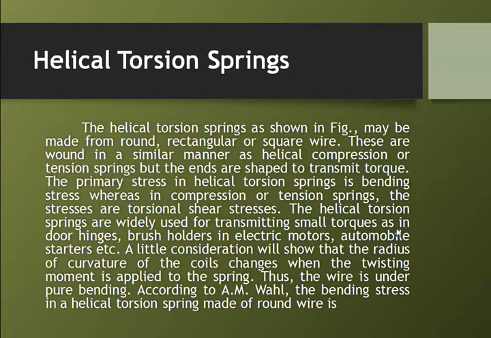The helical torsion springs are widely used for transmitting small torques, as in door hinges, brush holders in electrical motors, automobile starters. These are mostly used in electrical instruments and also in door hinges. A little consideration will show the radius of curvature of the coils changes when the twisting moment is applied to the spring.